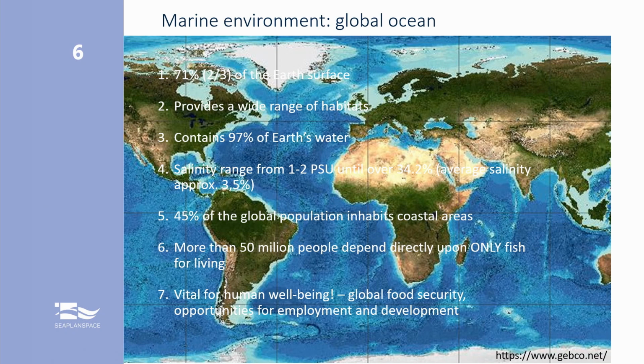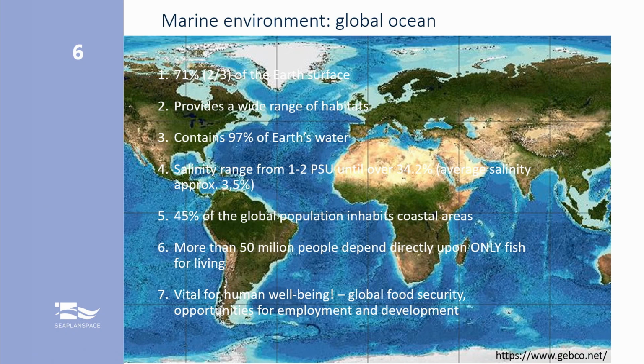The average salinity is approximately 3.5%. 45% of the global human population inhabits coastal areas, so this is also very important from the perspective of our survival. Just to say, over 50 million people depend directly only upon fishing for a living. Just to sum up this part, we can say that the global ocean is vital for human well-being.